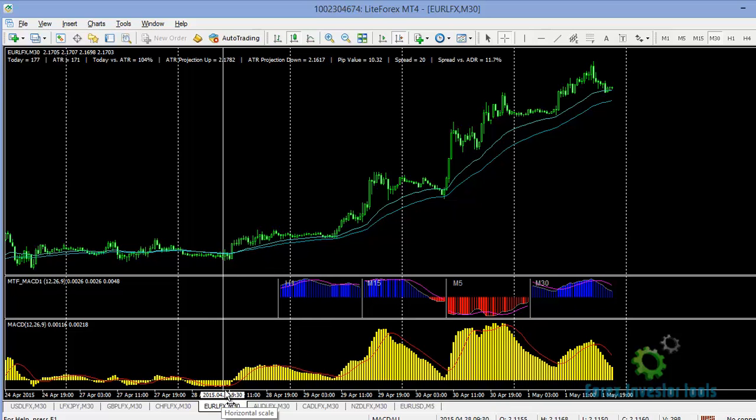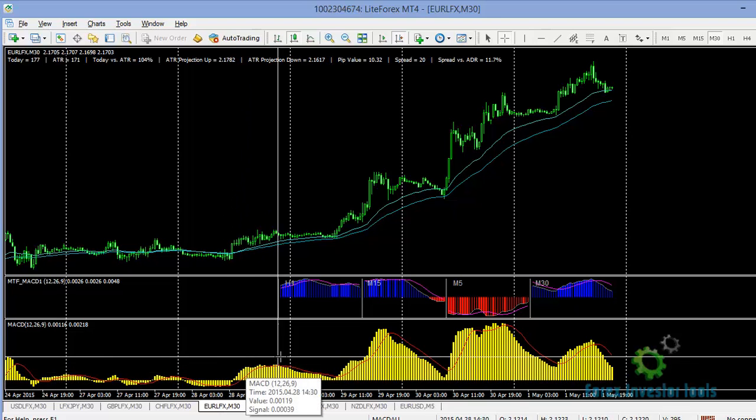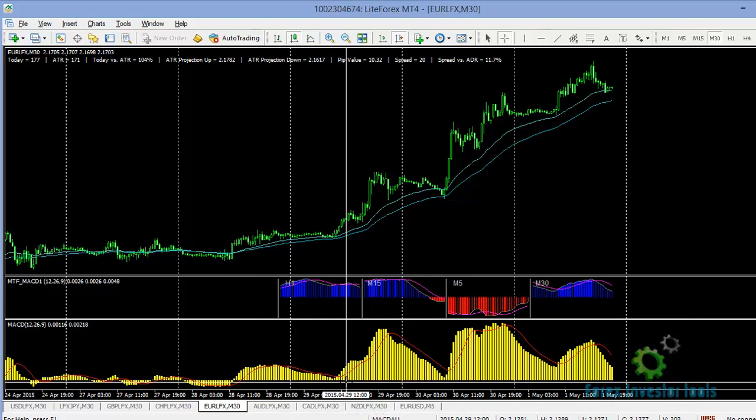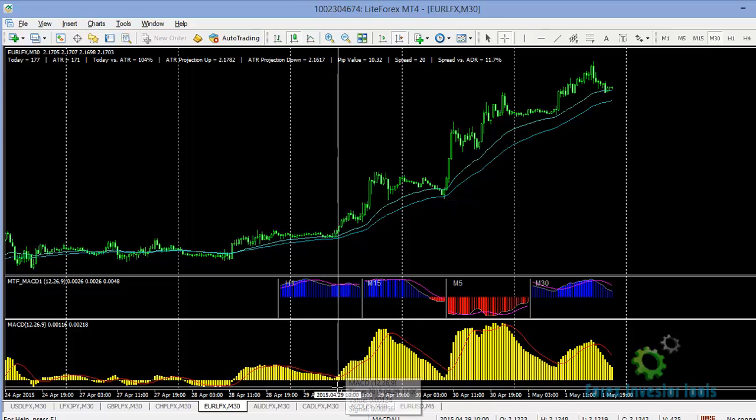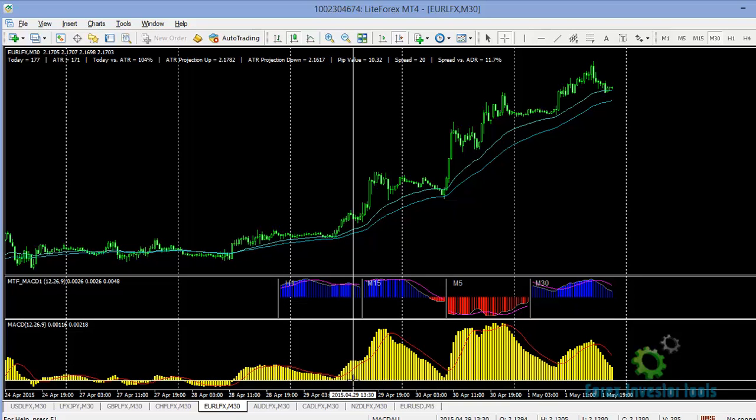Now typically you can see here how the histogram crossed first, then the signal line followed, and then here the signal line doesn't really want to go below the zero line. It slowly starts moving up and the histogram starts piercing through the signal line. This is typically a pullback, right?